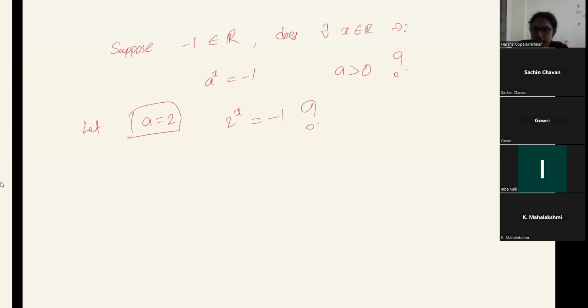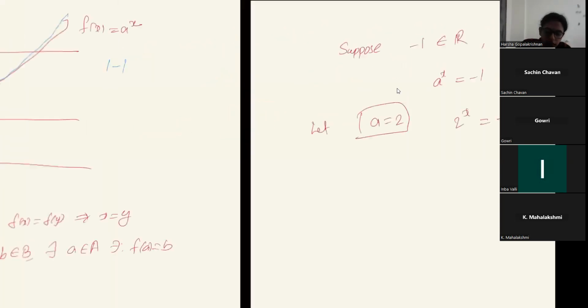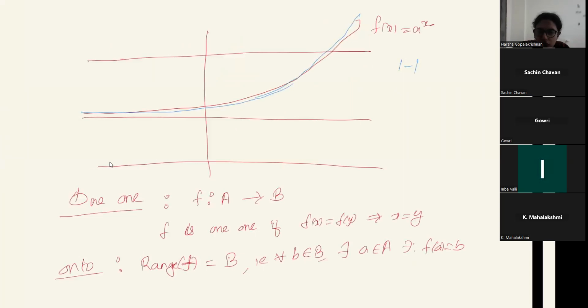Yeah, whatever he has written, it is correct. One-one means a horizontal line intersects at most one point, and onto means a horizontal line intersects at least one point. So here, if I am drawing the horizontal line here, this horizontal line does not intersect with the curve, right? So this is not onto.